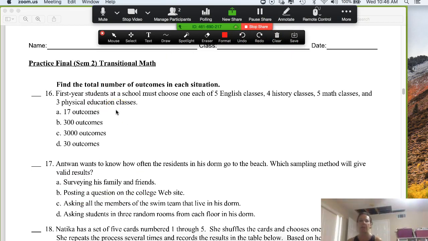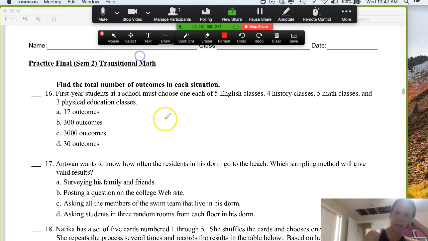Find the total number of outcomes in each situation. The first year students at school must choose one of each of 5 English classes, 4 history classes, 5 math classes, 3 physical education classes. So you get to have all these different choices. So you have 5 different English classes to choose from. You have 4 different history classes to choose from, 5 different math classes, and 3 different PE classes. Okay, how many outcomes could you have here?